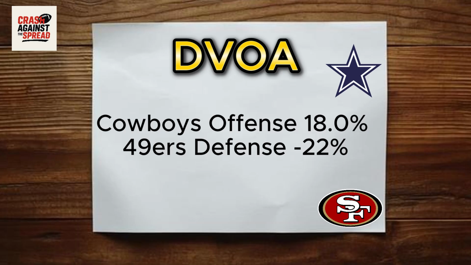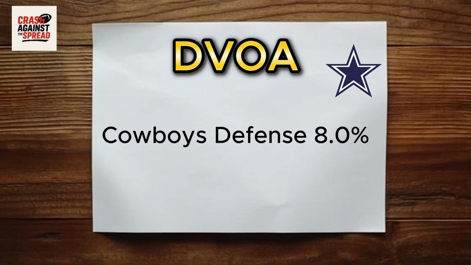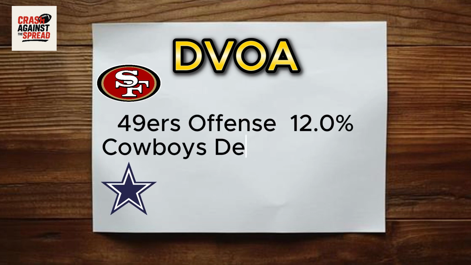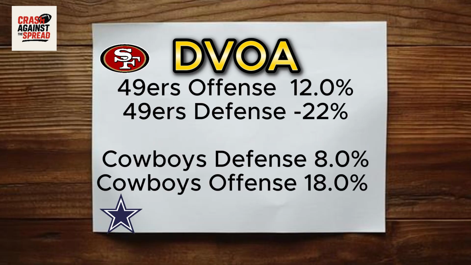I'll flip it around. The Cowboys' defense is plus 8%. Which actually means their opponents are more efficient against them than against the typical NFL defense. Meanwhile, the 49ers offense is plus 12%, top 10 in the league. That mismatch tells you San Francisco's offense has the clearer path to success. Even though Dallas might put up points, the DVOA numbers show that San Francisco is more balanced and has the advantage overall. That's the beauty of this stat.